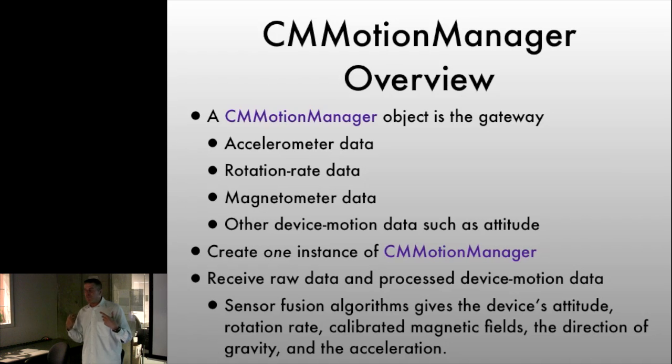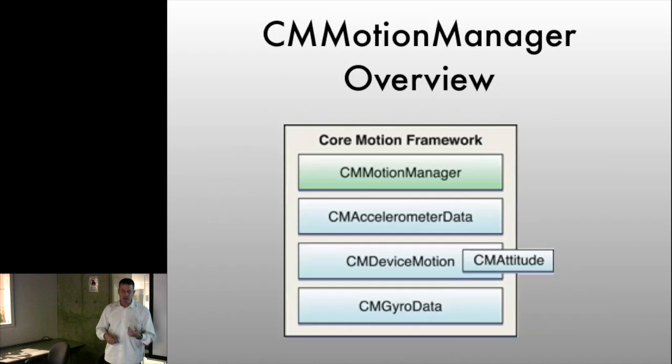So the Motion Manager fuses all of the raw data from the sensors: the attitude, the rotation that it's moving, the magnetic field that it's in. So for the compass, it also takes into account the direction of gravity and the acceleration that it's moving. For instance, it can tell when it's moved position, but it can also tell how fast it's moved and how fast it's accelerated on an axis.